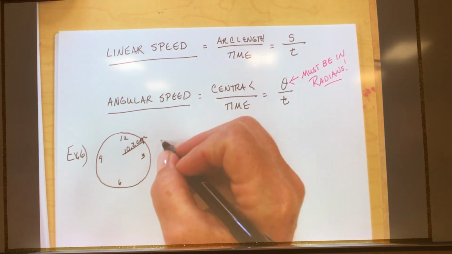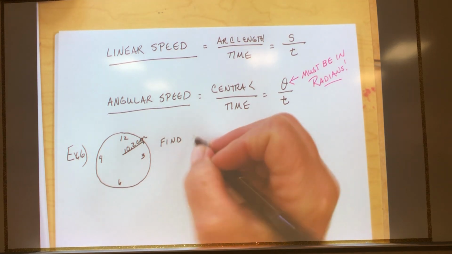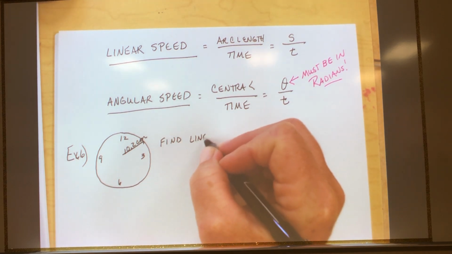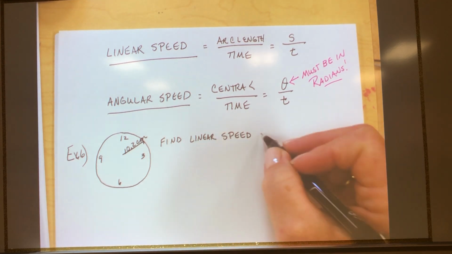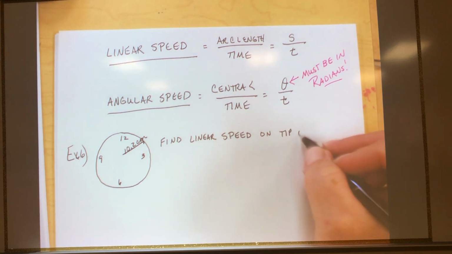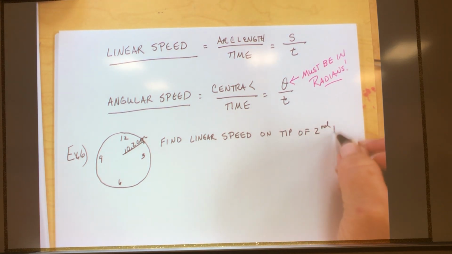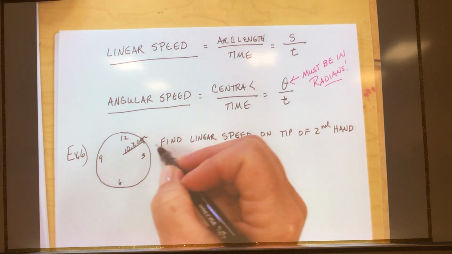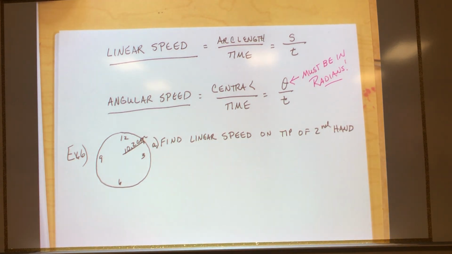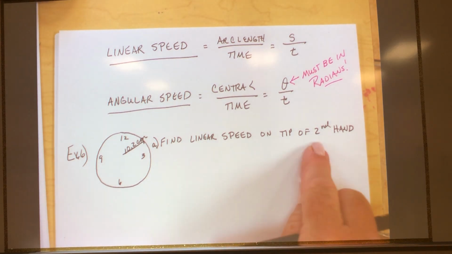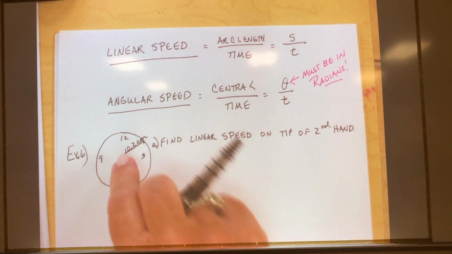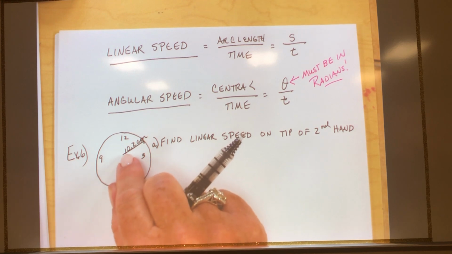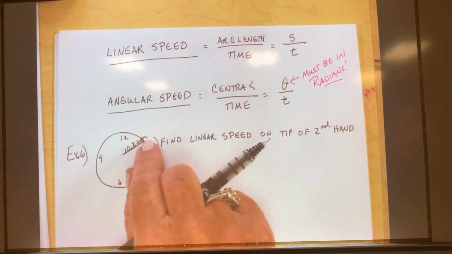And here's what they're asking you to do. Find the linear speed on the tip of the second hand. All right, I'll call that A part. Well, that's all they asked us to find. Okay, so what did they say, on the tip of the second hand? Does that mean that this part in here, right by the center, goes a different speed than that?